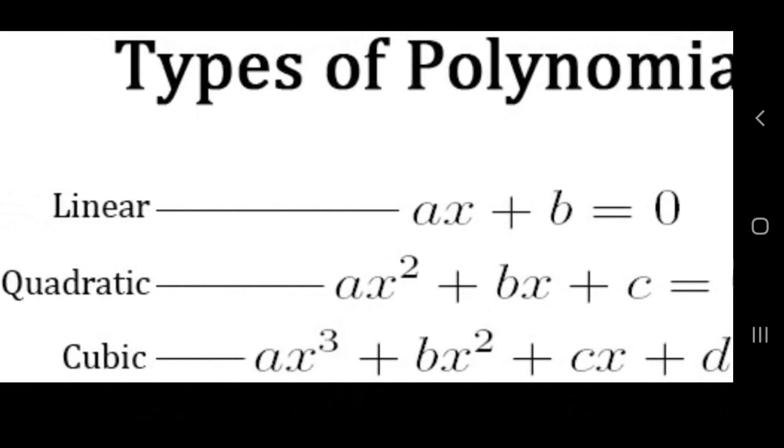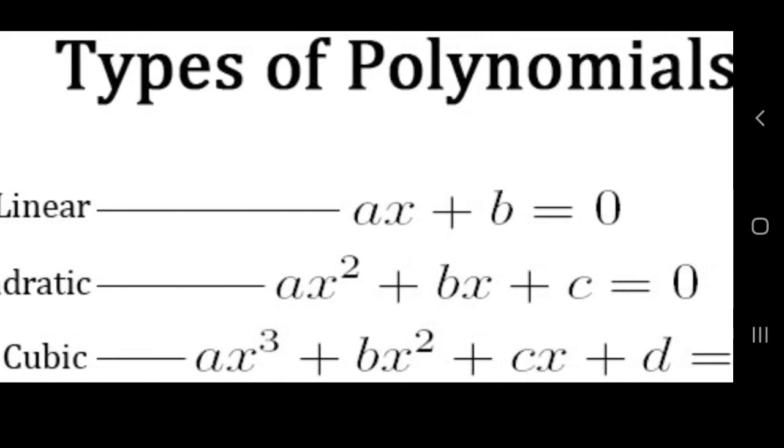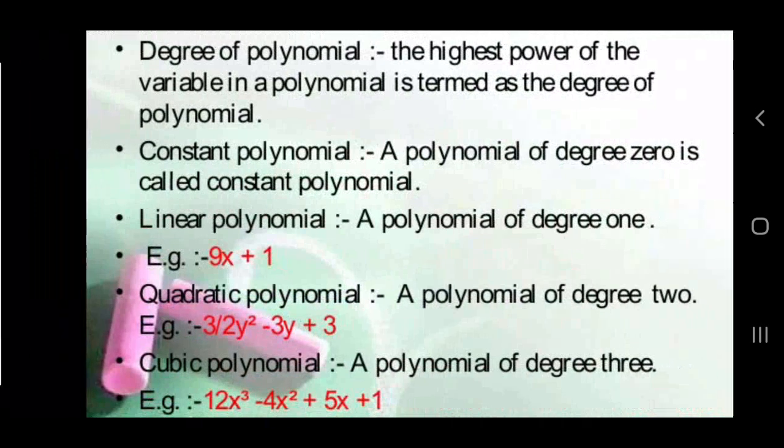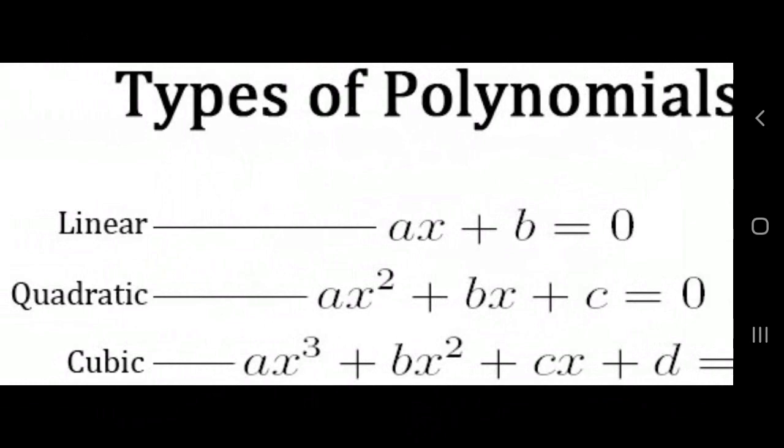Then in the case of quadratic, it is ax square plus bx plus c. That is, maximum power is 2. In the case of cubic polynomial, it is ax cube plus bx square plus cx plus d. Okay, these are all concepts we've already learned in lower classes. Okay, dear children, we can just recall.